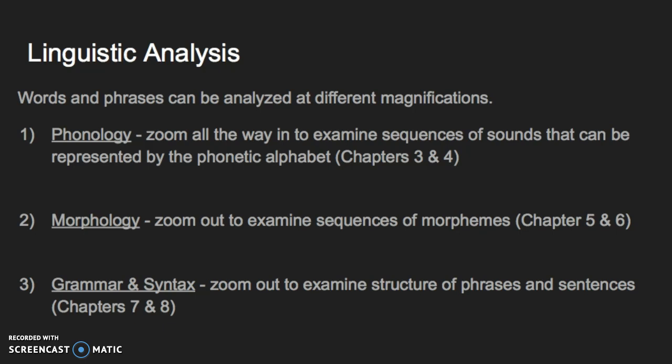And then the second one, if you zoom out a little bit further, you can examine sequences of morphemes. And those morphemes are the parts of words, the basic units of words that we talked about in chapters 5 and 6. And then for this week, we're taking another step back, looking at grammar and syntax, which is really chunks of words or word order, looking at the structure of phrases and sentences. So phonology, specific sounds. Take one step back, you get morphology, which is parts of words. And then grammar and syntax look at complete words and word order.